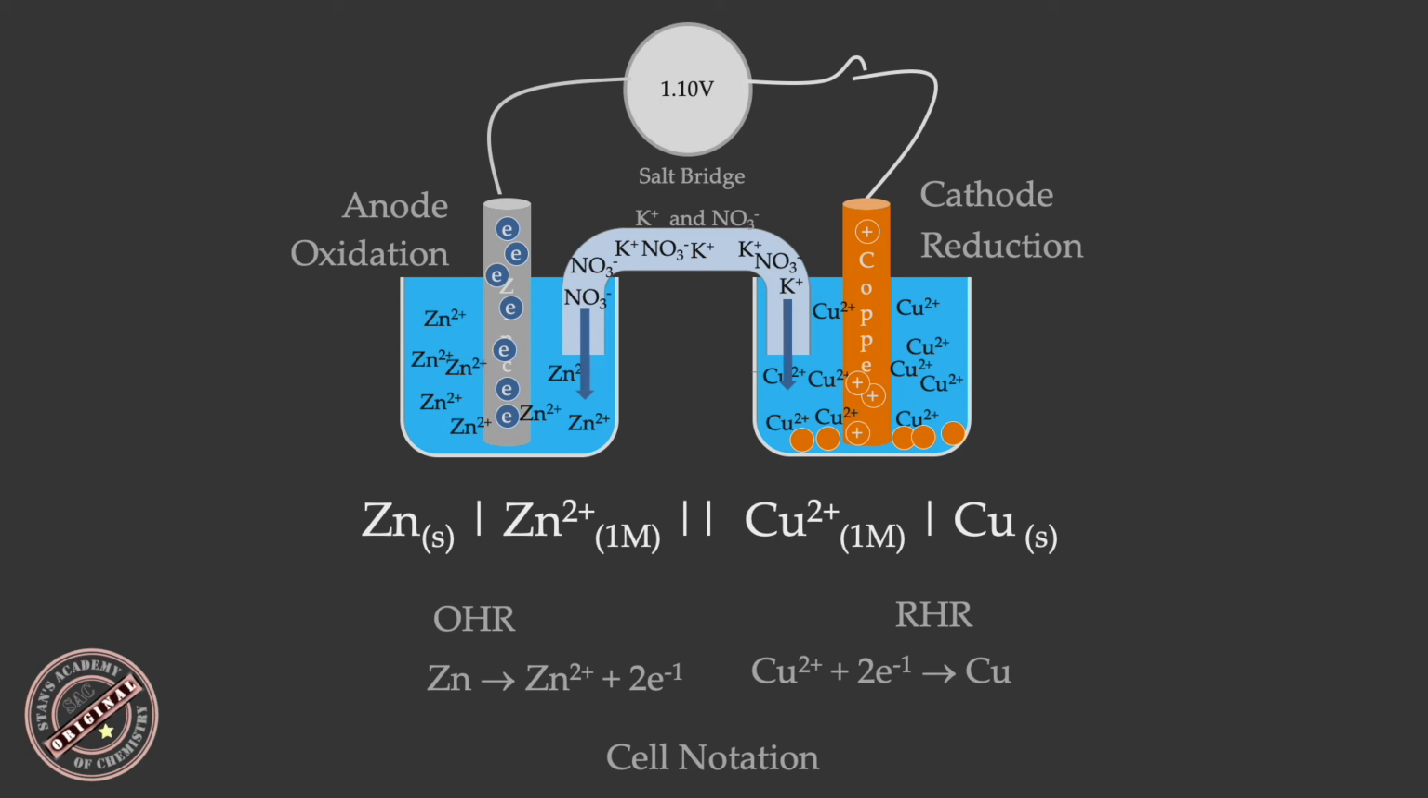Zn solid separated by Zn2+, and in brackets I include the concentration. In this case it is 1 M. The double lines represent the salt bridge, followed by the reaction that is taking place in the right compartment, which is the cathodic compartment. It's a reduction, Cu2+ in aqueous solution, the concentration is 1 M, changing to Cu. So zinc gets oxidized and copper gets reduced. So instead of drawing the diagram, we can use the cell notation to represent an electrochemical cell.